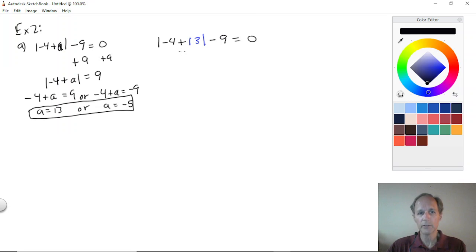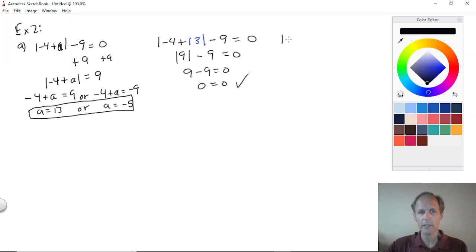Go ahead and do this arithmetic. Negative 4 plus 13 is 9. That's inside the absolute value bar. And is this correct? Absolute value of 9 is 9. And we can evaluate 9 minus 9, 0, and it checks. Okay, so we'll go ahead and check the other one.